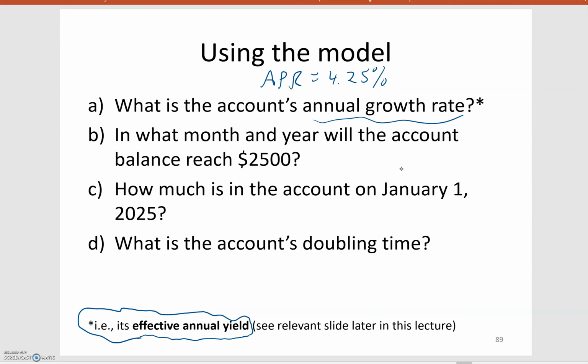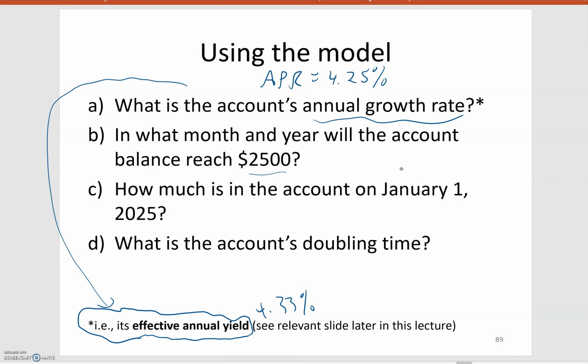So we'll talk more about the effective annual yield idea later, but the basic idea is that this APR stuff is confusing and we want to turn it into a more standard form, and the more standard form is the effective annual yield. And so that's 4.33%. Okay. More questions. In what month and year will the account balance reach 2,500?